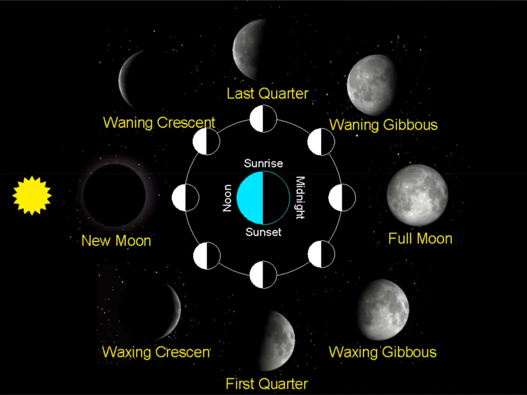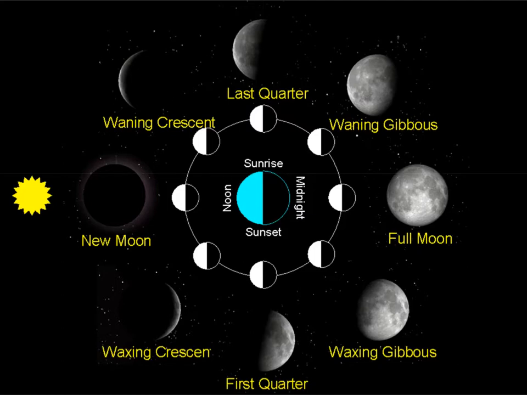So phases of the moon are not caused by a reflection of the sun. They are not caused by a reflection of Earth. They're caused because as the moon rotates around us, we see the illuminated portion changing. So it's our perspective, it's our view that's changing.